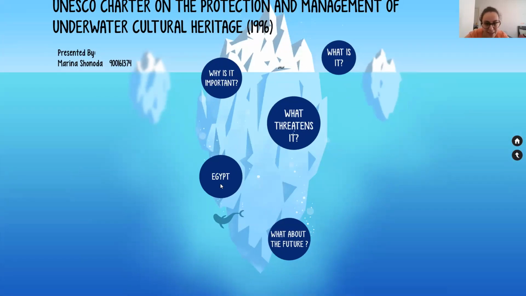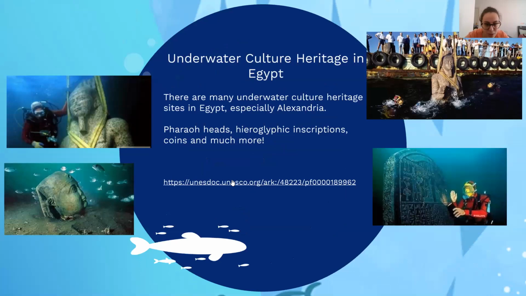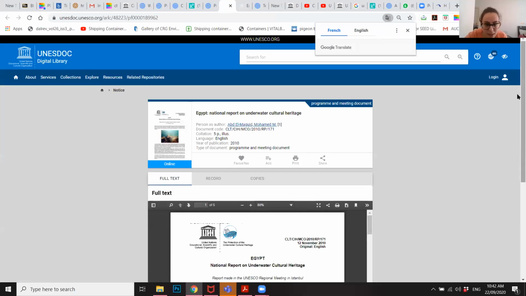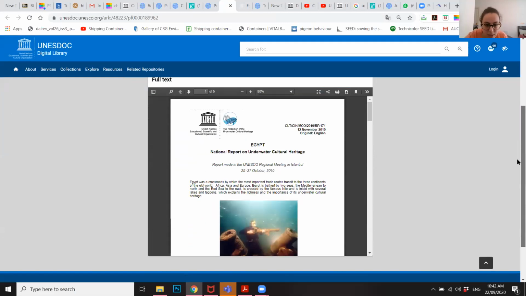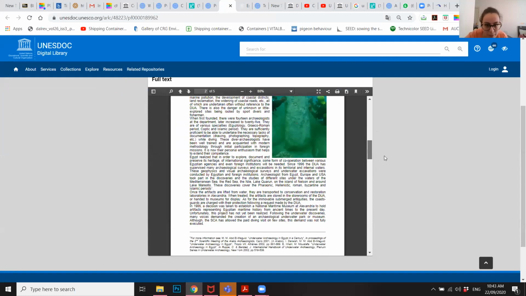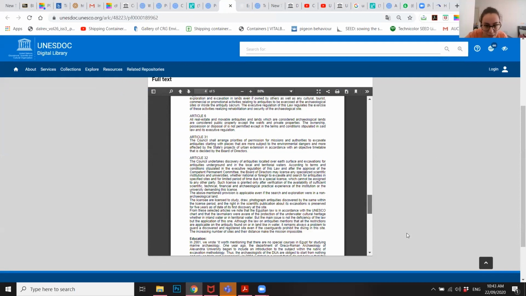Also, I forgot to say that you should totally check out this article. Just going to show it to you real quick. It talks more in detail about the cultural heritage in Egypt. It's very, very interesting.